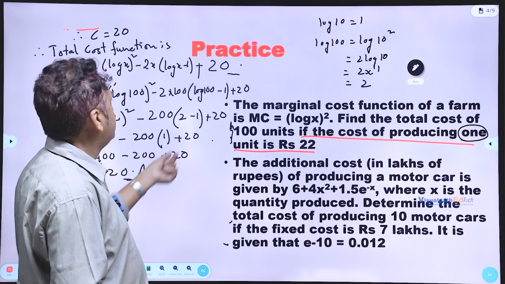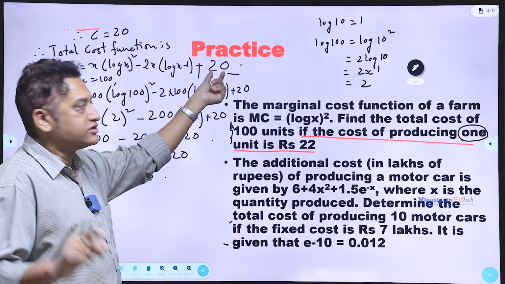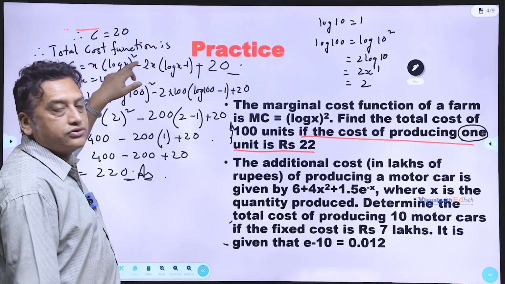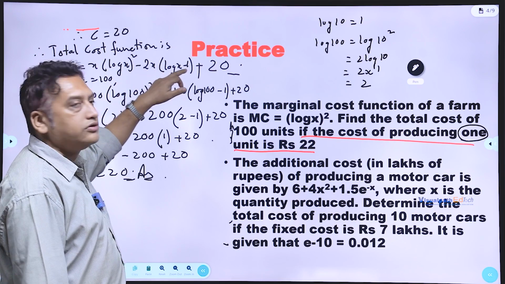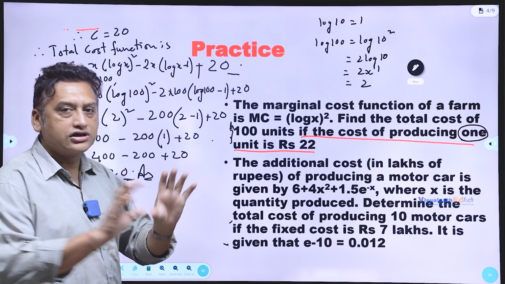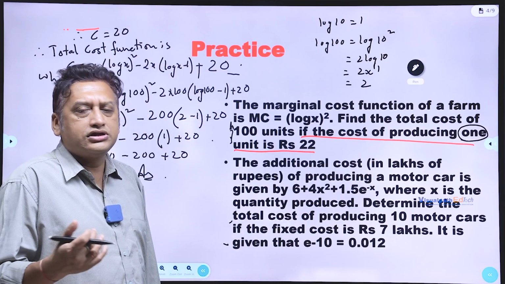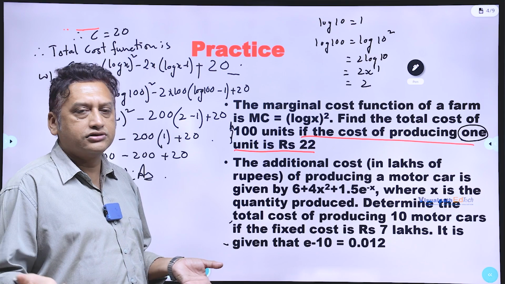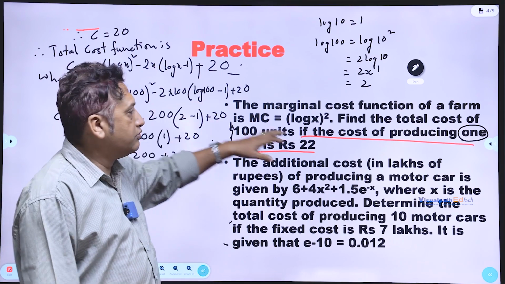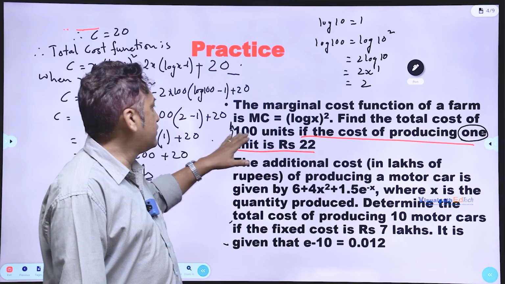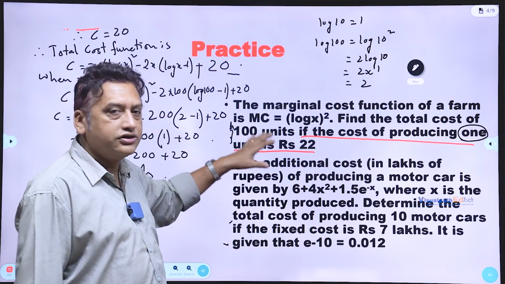So we solved and we found that the constant of integration C or K, whatever you write, is equal to 20. Now that value we are using in our cost function. So our cost function now becomes C is equal to x into log x whole square minus 2x into log x minus 1 plus 20. That is our cost function. Now if we look at the question, many questions ask you only to find out the cost function. So it should have been the answer. But this question is not asking you only to find the cost function. It is asking you to find out the total cost of selling 100 units.